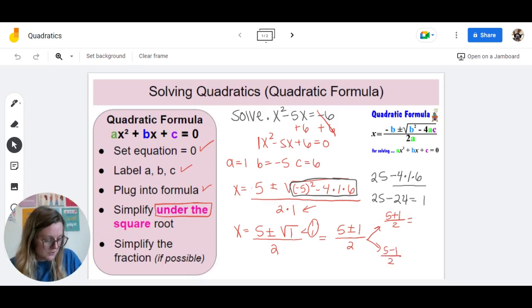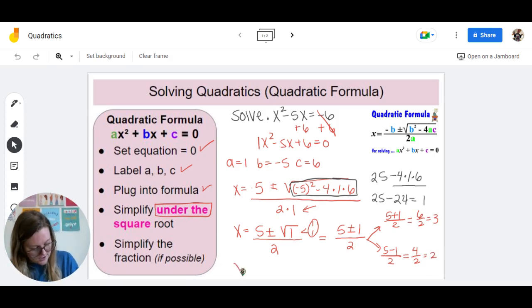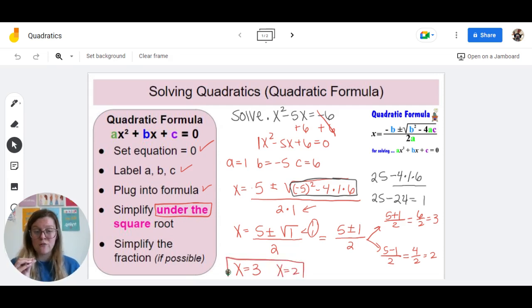So 5 plus 1 is 6, and then 6 divided by 2 gives me 3. Here, 5 minus 1 gives me 4, and 4 divided by 2 gives me 2. So I have found my 2 values: x is equal to 3, or x is equal to 2. So again, you can always use your quadratic formula, but as you can see, there are a lot of places to go wrong here. So if we can factor, we are going to factor first, but we can always use the quadratic formula. And we got our answer: x is equal to 3 and x is equal to 2.